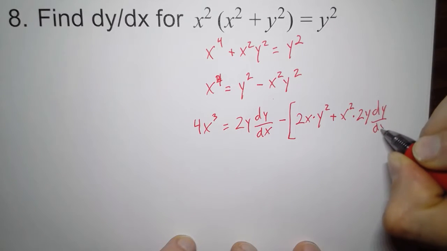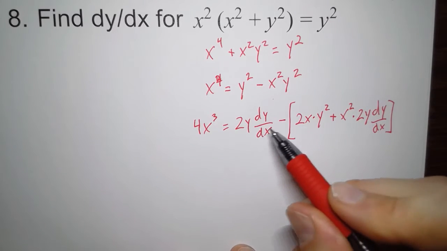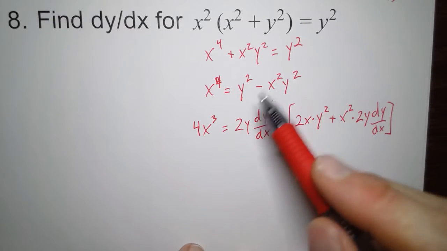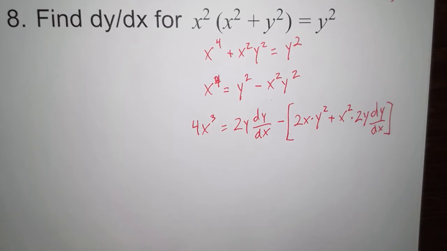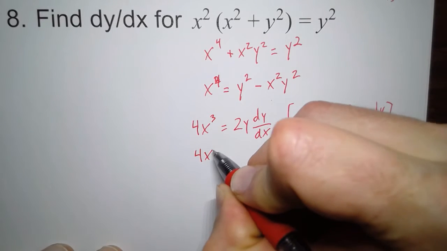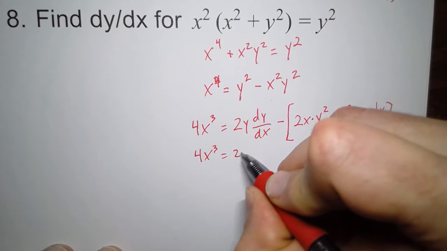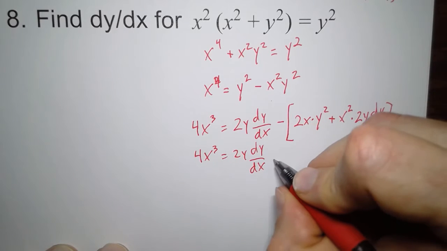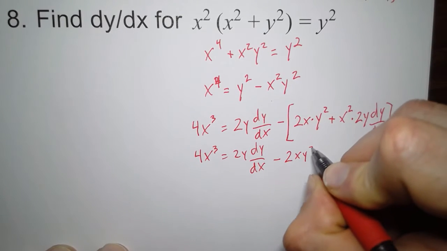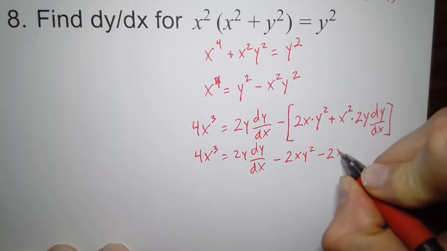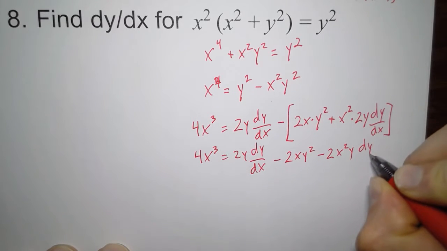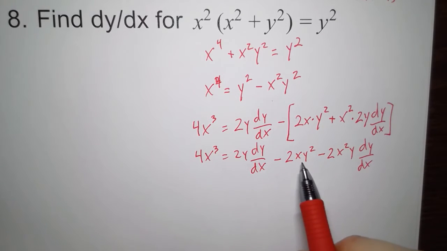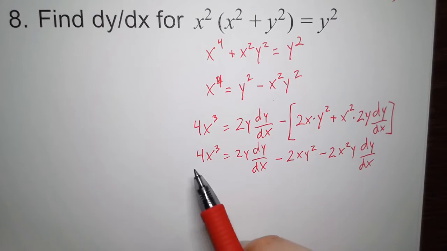So now I knew that there would be two dy/dx's. Why? Because we had a y here and a y here. That's why we subtracted, so at least they're on the same side. All right, so 4x cubed equals 2y dy/dx, and now I will distribute that negative in. So minus 2x y squared minus 2x squared y dy/dx. And so we have a dy/dx here and a dy/dx here, but this doesn't have a dy/dx, so this has to move over.